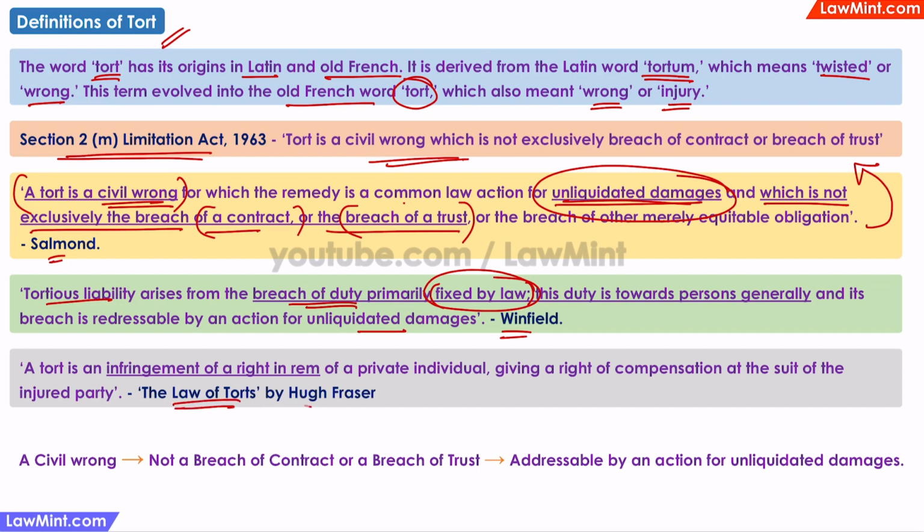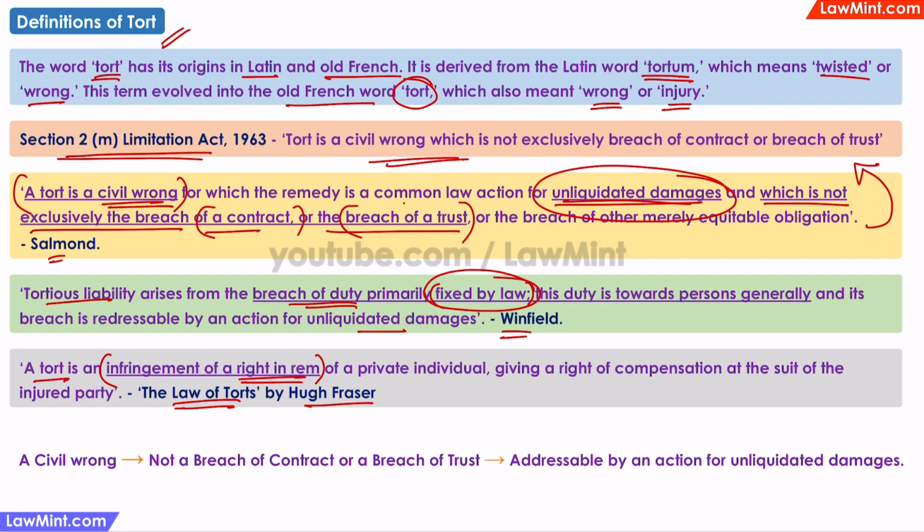In his book, The Law of Torts, Hugh Fraser defines a tort as an infringement of a person's right in rem. You may remember that there are two types of rights: rights in rem, that is, rights against the world, and rights in personam, that is, rights against a specific person. You have a right in rem against all persons, against all other road users, that you should be able to use a public road safely.